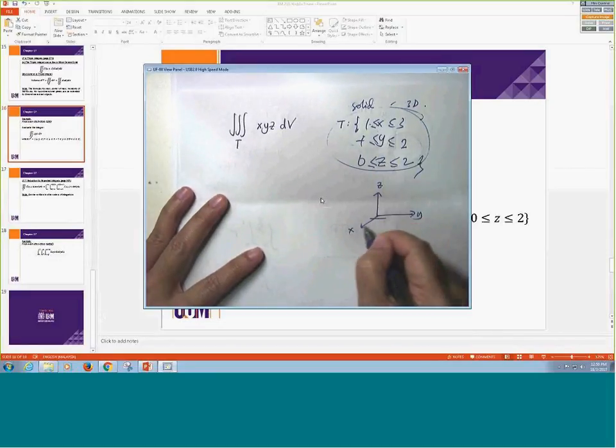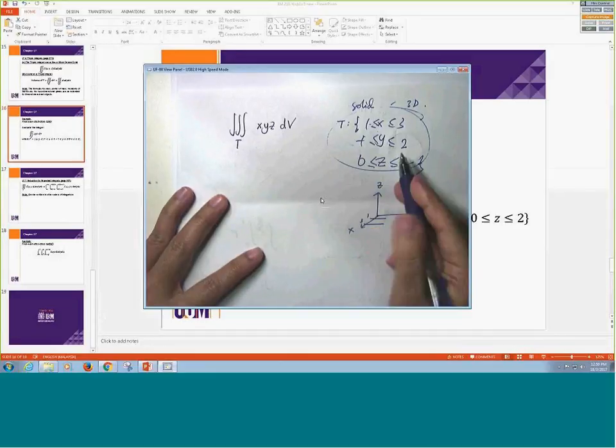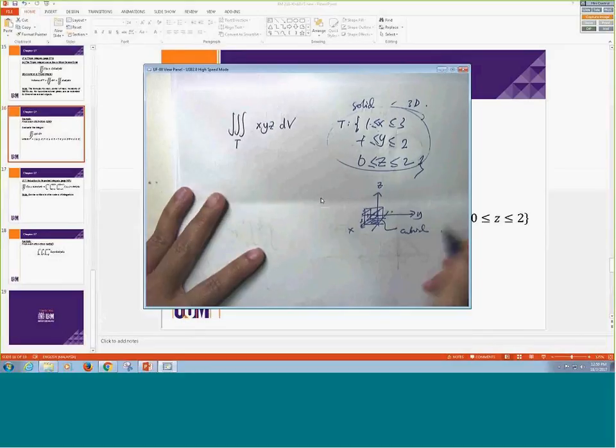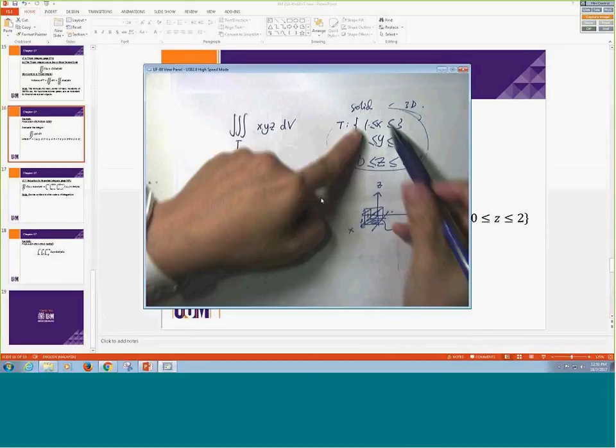Y from negative 1 to 2, and then z from 0 to 2. The height is 2. So you are going to get the cuboid, because it's all constant. If all constant, then there is no problem.